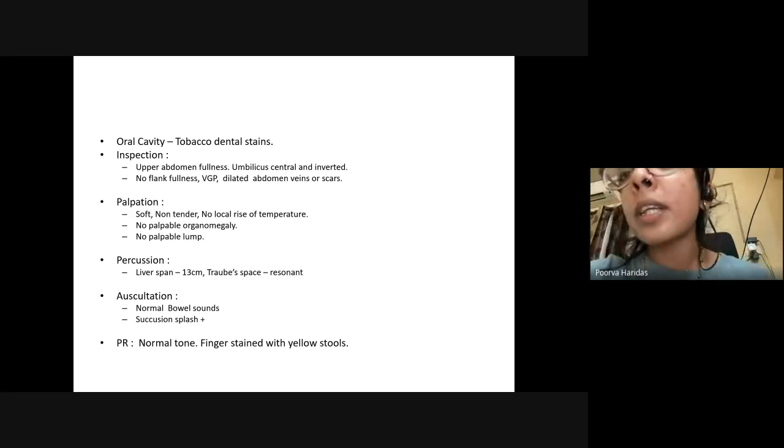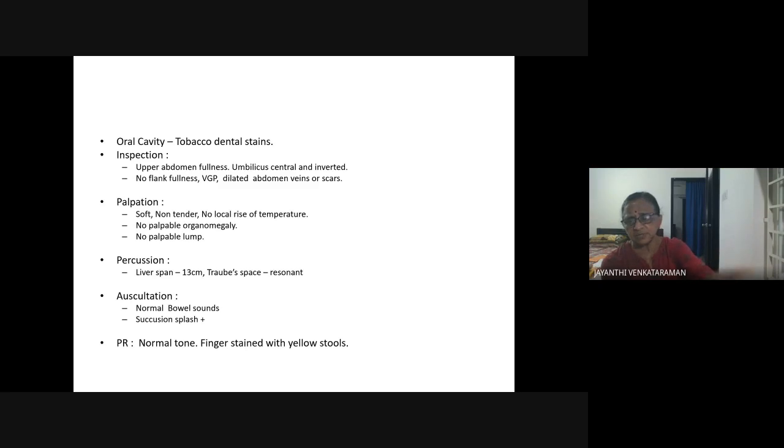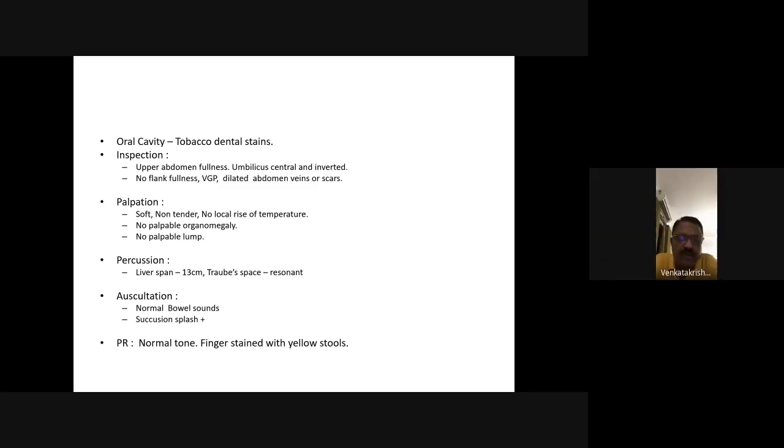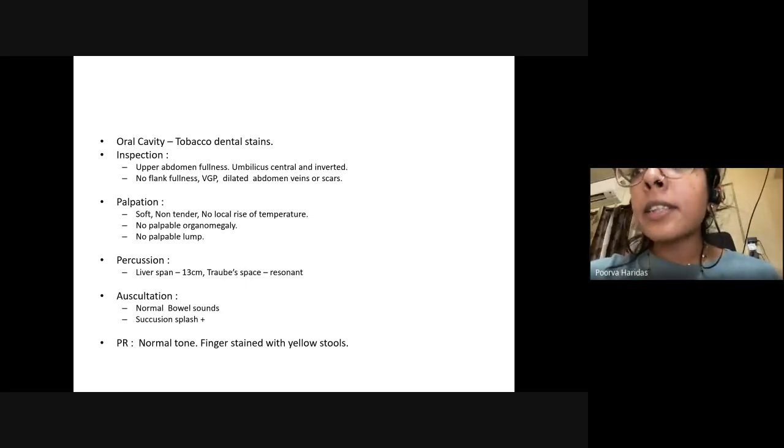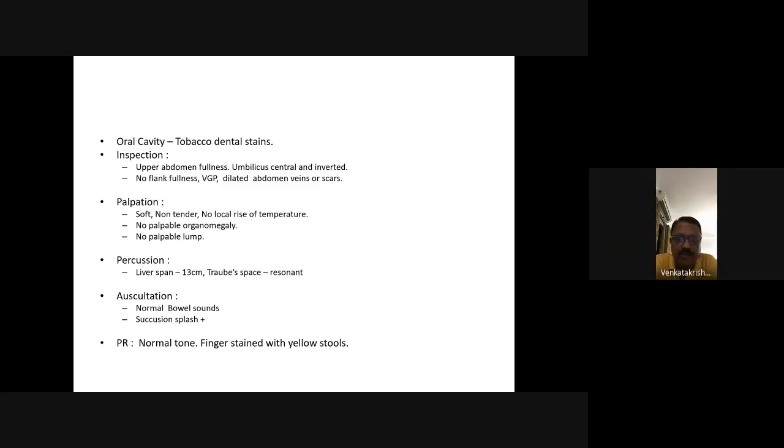Just tell me your interpretation of the findings. What does upper abdominal fullness say there? Sir, it could mean that there is a distended stomach, because there is also a succussion splash heard. So retention of fluid, because there may have been an antropyloric obstruction. Okay. Succussion splash.